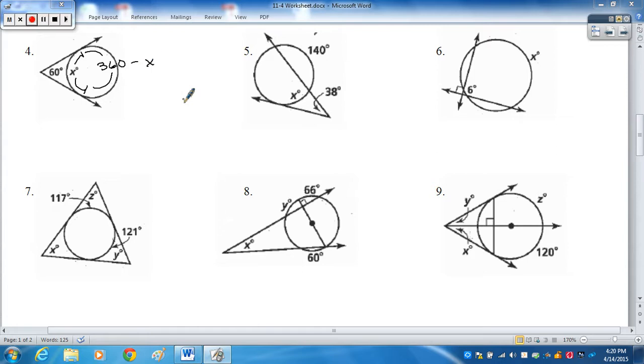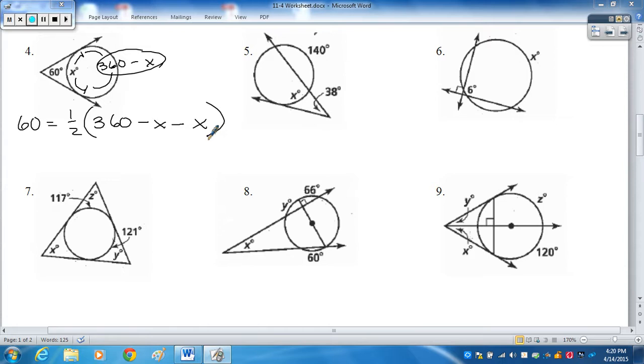Again, we start with the angle measure. 60 degrees is one half the difference of the two arcs. So we have 360 minus x, which is just this arc right here, and then we subtract the other arc that it intercepts, because the angle is on the outside of the circle.